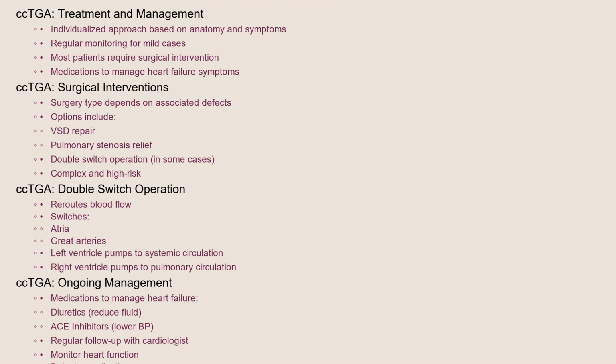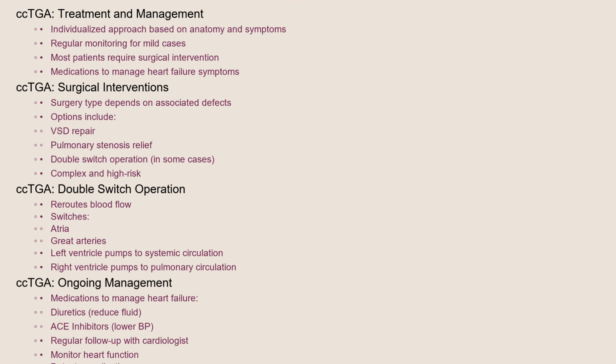Treatment and management of CTGA depend on the individual's specific anatomy and symptoms. Some individuals with mild symptoms may only require regular monitoring. However, most individuals with CTGA will eventually need surgical intervention. The specific type of surgery will depend on the associated defects. Options include repair of VSDs, relief of pulmonary stenosis, and in some cases, a double-switch operation. The double-switch operation involves rerouting the blood flow by switching the atria as well as the great arteries, so that the left ventricle pumps to the systemic circulation, and the right ventricle pumps to the pulmonary circulation. This can be a complex and high-risk procedure.